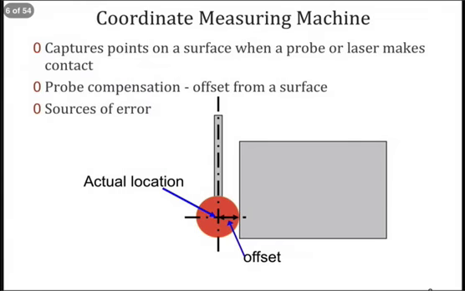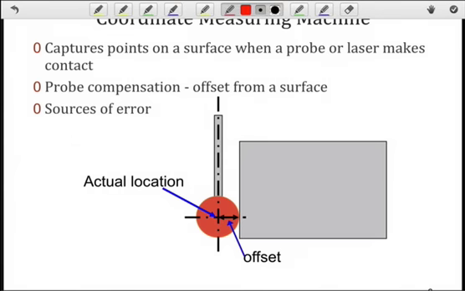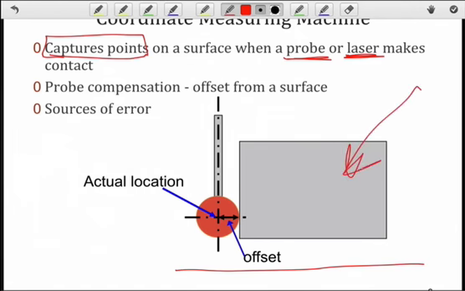Let's start with probably the most common type of measurement system, and that is a coordinate measurement machine. With a coordinate measuring machine, which I believe you used in 248, what you're doing is capturing points on a surface. And that's done with a physical probe or a laser, and we're making contact with the surface. So here in this figure, what you see is our workpiece and the surface that we happen to be measuring, and here's our probe that is connected to the rest of the CMM.